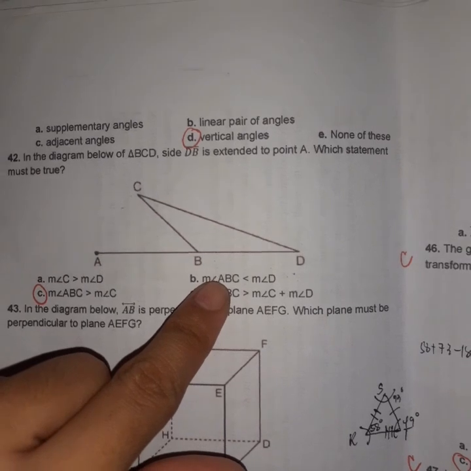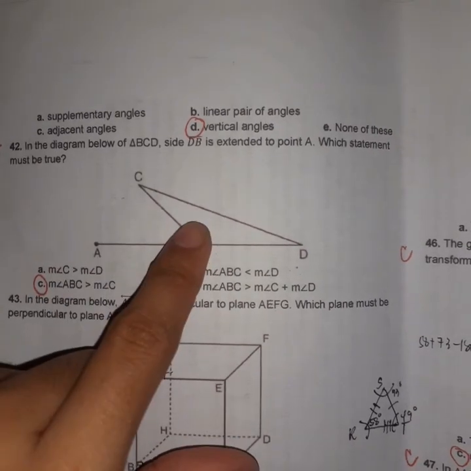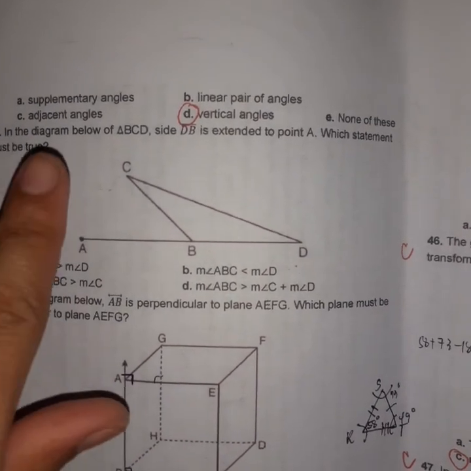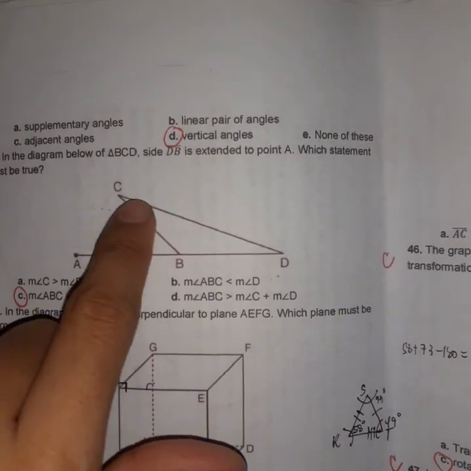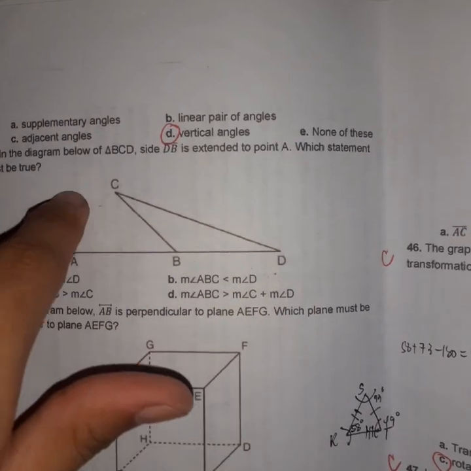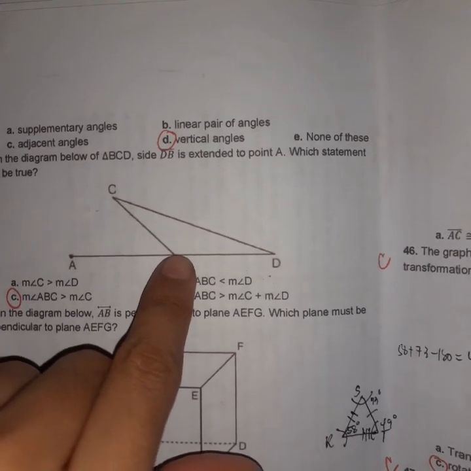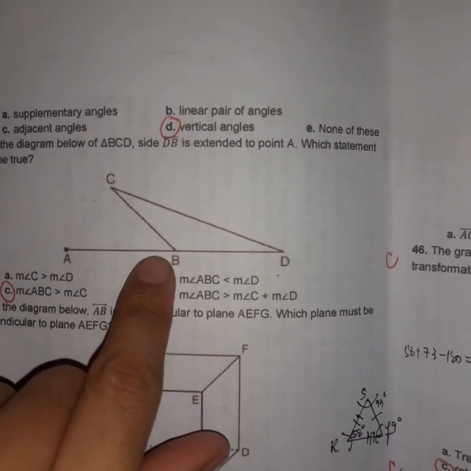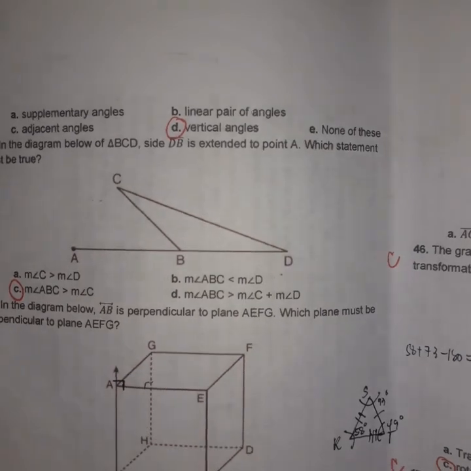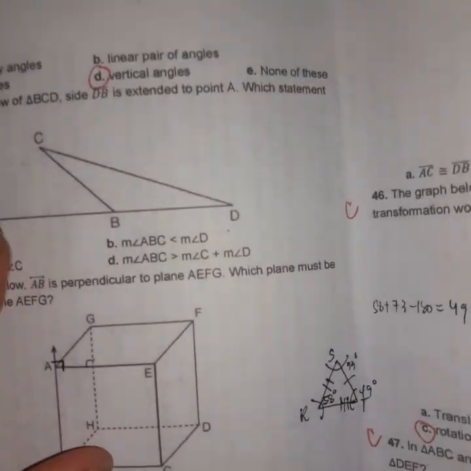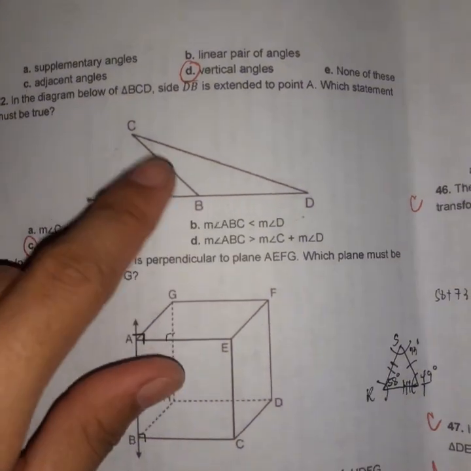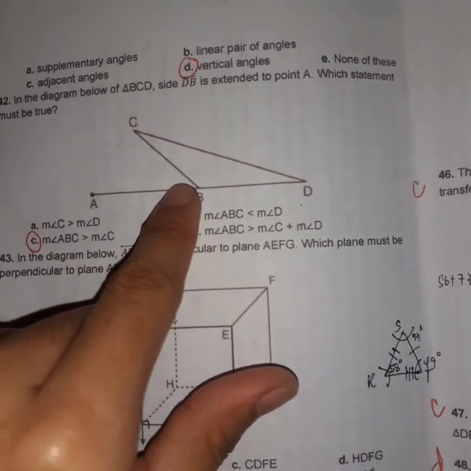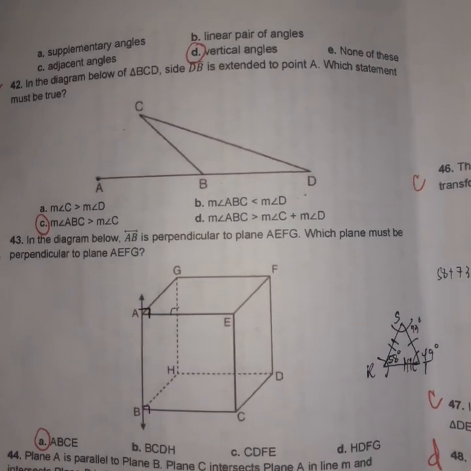Letter B. The measurement of angle ABC is less than the measurement of angle D, which makes it false because this angle here is composed of less than 160 degrees. Therefore, angles less than 160 degrees minus its adjacent angles, which is 180. Hence, it must be greater than these angles, either of the two. Letter C. Measurement of angle ABC should be greater than angle C, which is true because all exterior angles are greater than interior angles.